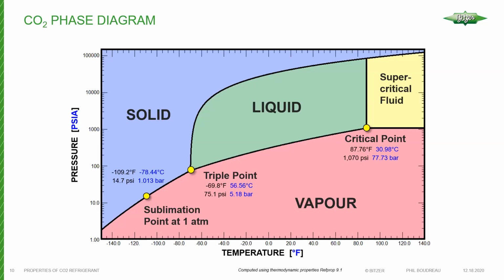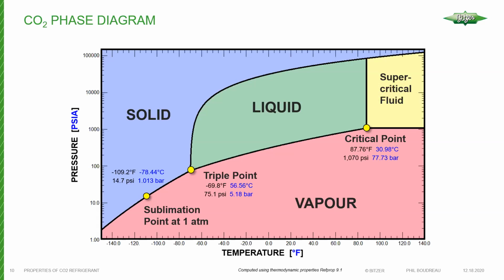So here's a look at the CO2 phase diagram. All refrigerants have a phase diagram, like they have pressure temperature charts and pressure enthalpy diagrams and what have you. Just taking a quick look at this, you can see that there's an area where we have a solid, liquid, vapor, which we're most familiar with in refrigeration systems. And then you have this area up here, supercritical fluid, which we're going to talk more about.